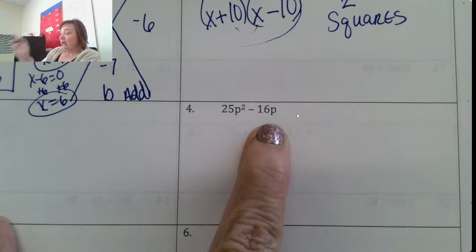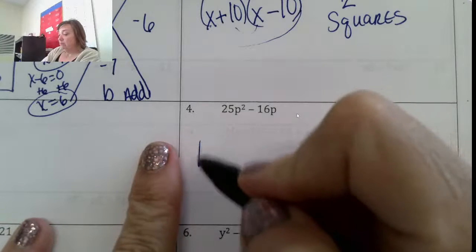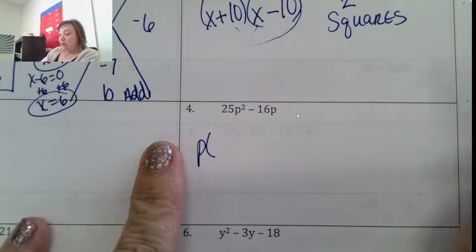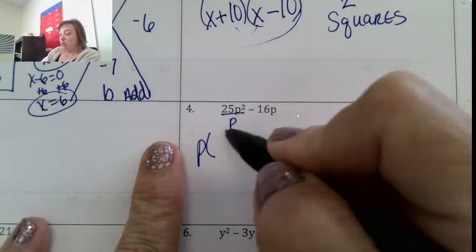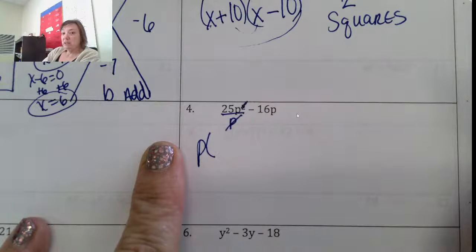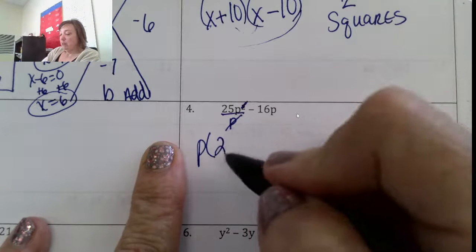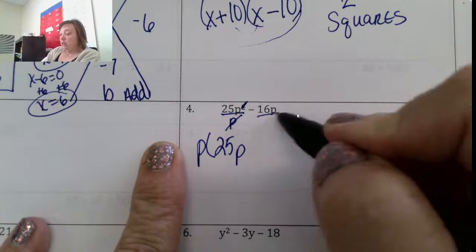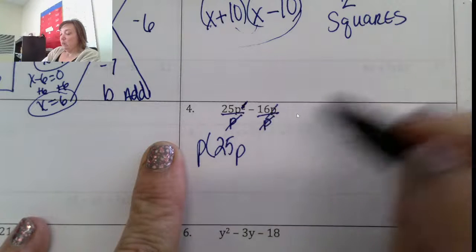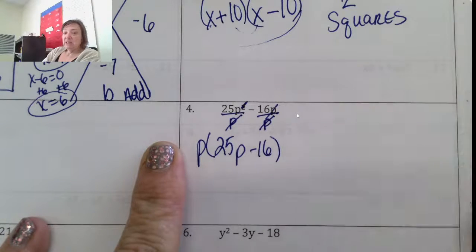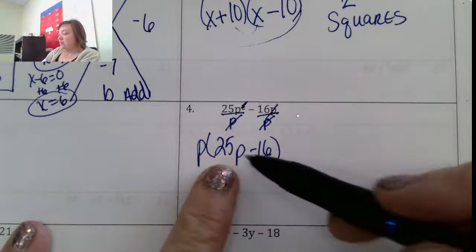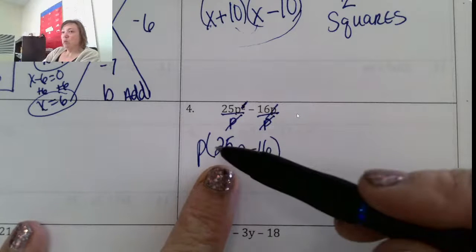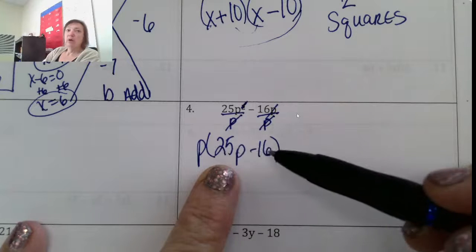But Landon's right. We can factor that P out. Right? If we divide this by P, this one P cancels one of those P's. And we're left with 25P. And then over here, that P cancels with that P, and we have 16. Now, can we do anything else to this? Like, is it a difference of two squares down? No, why not?